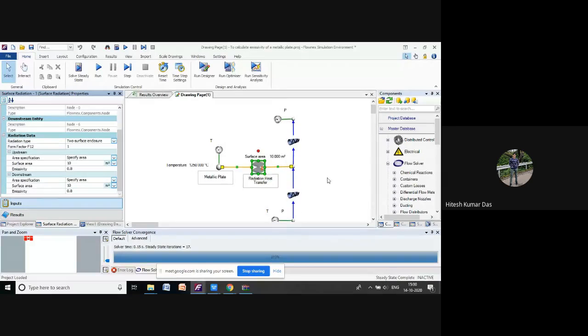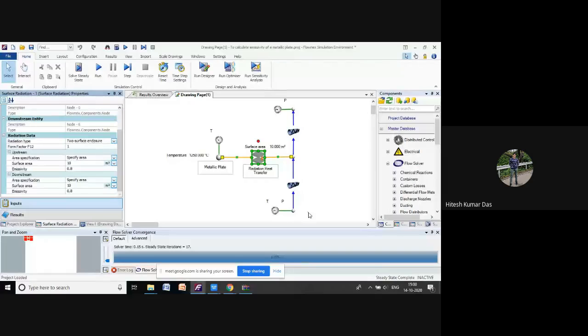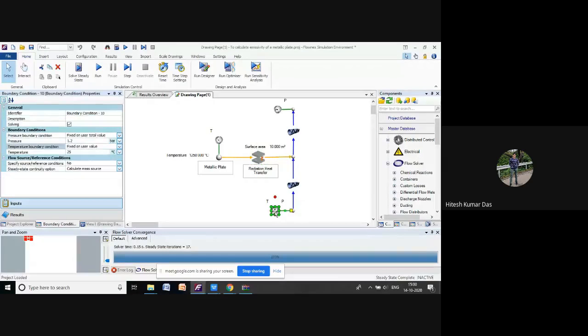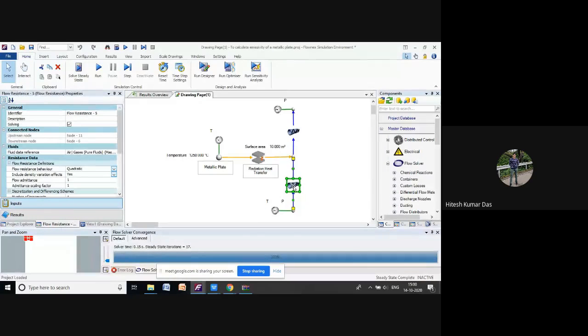Next, same as I have already told you for case study 1, for this water flow we have assigned pressure and temperature of 1.2 bar and 25 degrees Celsius, and this is the flow resistance. We are using flow resistance for pressure drop calculation through a heat exchanger or pipe or ducts. In pipes and ducts also we can use flow resistance for pressure drop calculation.